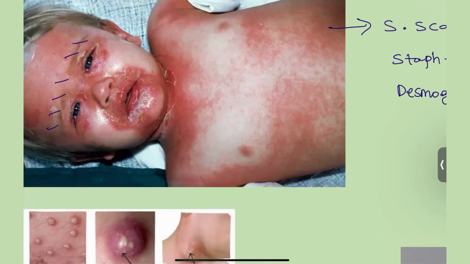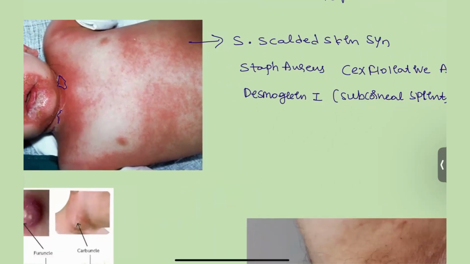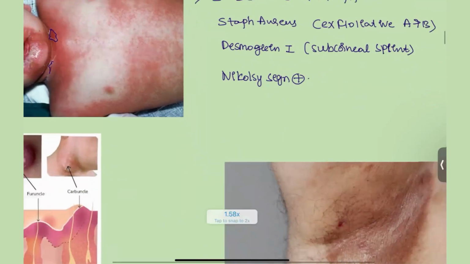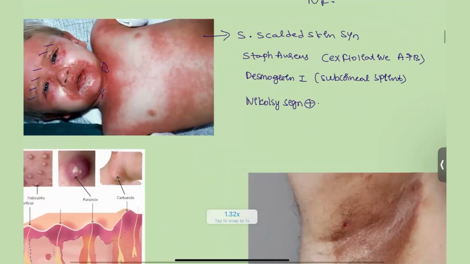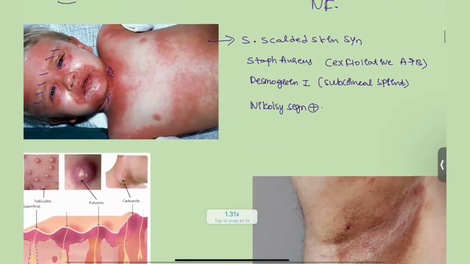Okay, here you can see this kind of peeling in the patient, and it does not involve the mucosa, and the Nikolsky sign is positive here. No scarring will be seen. After healing also, there will be no scarring. Most commonly seen in neonates.